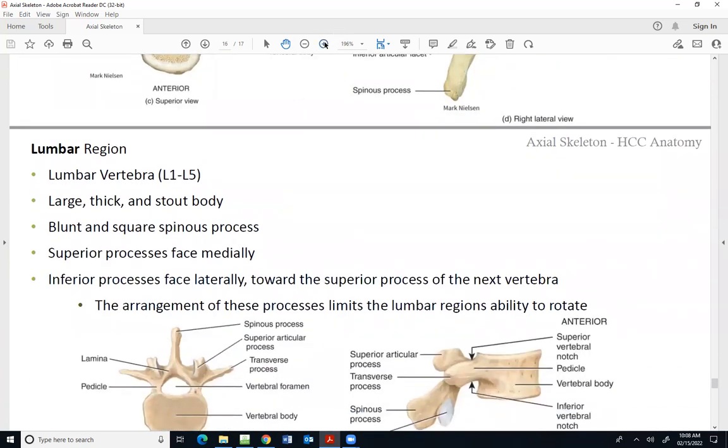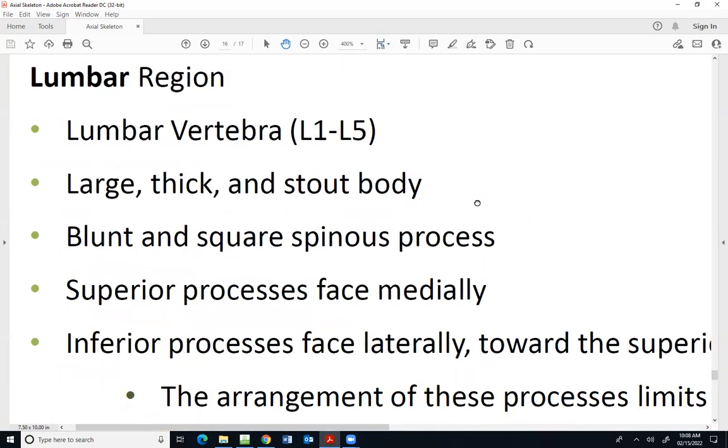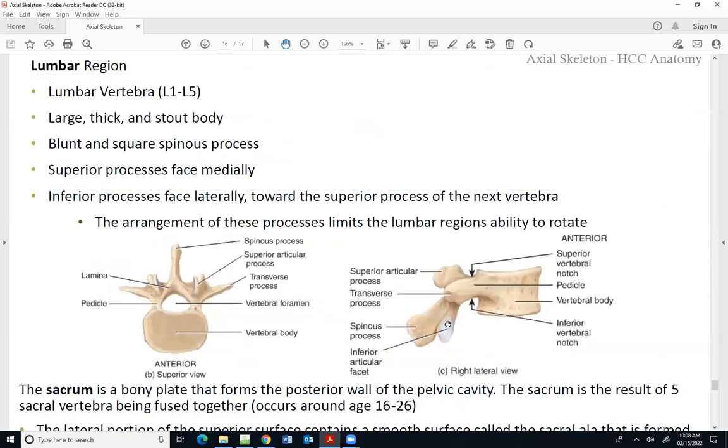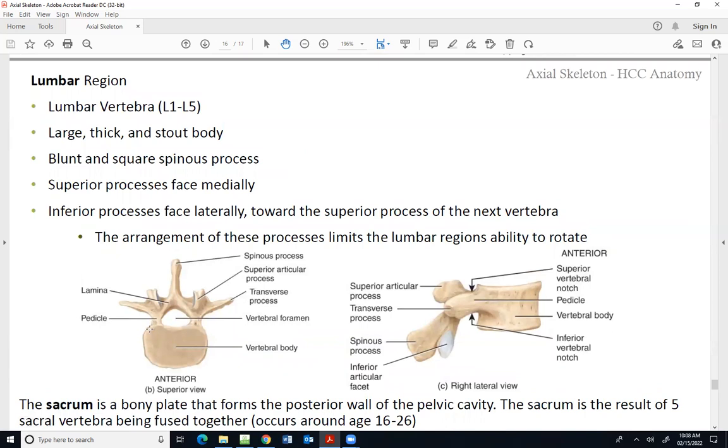Our biggest, blockiest, and strongest so far are the last five. I say last five, you still have the sacrum and coccyx, but your lumbar vertebrae L1 through L5 are big, fat, blocky ones. I've had students say this looks like a moose. Whatever helps you. They're big, bulky, with a big fat body. They don't provide a lot of motion. They sacrifice that motion for being really strong and protective and supporting body weight. So large, thick, stout, basically everything.